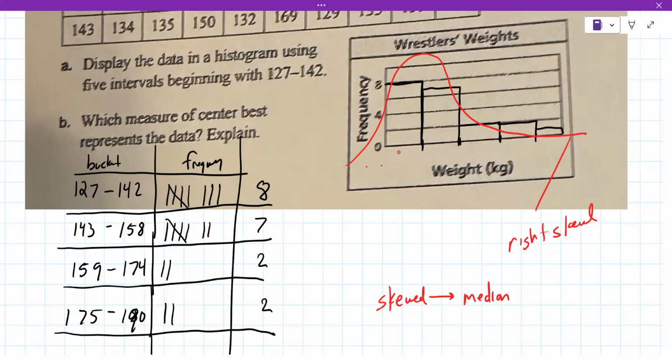Is that okay? Yeah, move on to 22. All right.